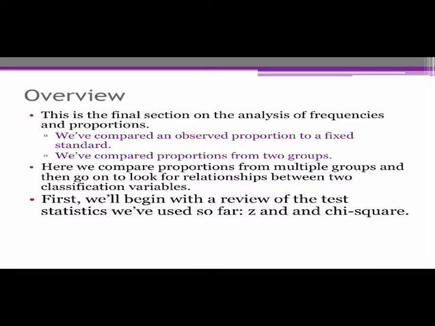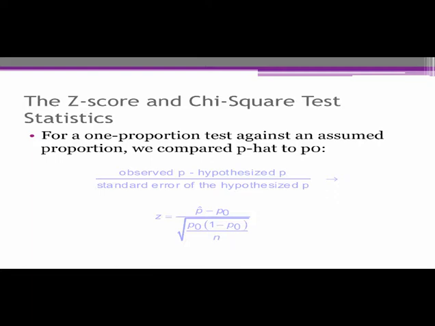So let's have a quick review of the test statistics we've used so far, the z and the chi-square. For one proportion test, remember we're simply comparing p hat, which is our observed proportion in our single sample, to p naught, which is our null proportion. Because we're operating under the null, we use the proportion p naught in the denominator of our z-test.